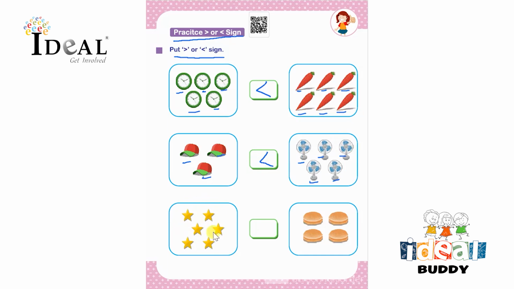After that they will be counting the number of stars here, 1, 2, 3, 4, 5, 6. And here there are 4 buns, 1, 2, 3, 4. So 6 is greater than 4. So they will be using the greater than sign.